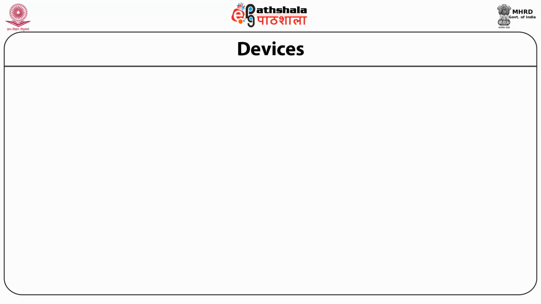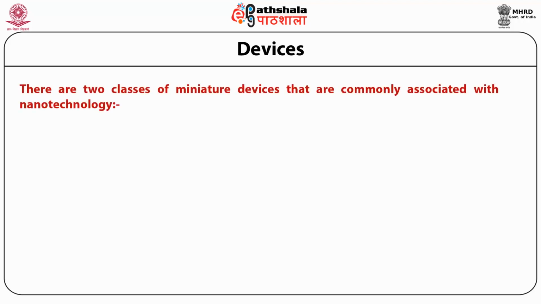The third important component of nanotechnology is the devices. There are two classes of miniature device that are commonly associated with nanotechnology, that are the nano device and the micro device. Both devices actually vary in their size at the micro level or nano level.